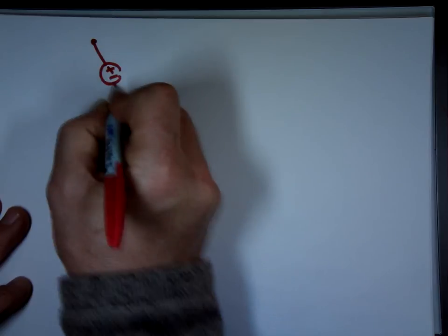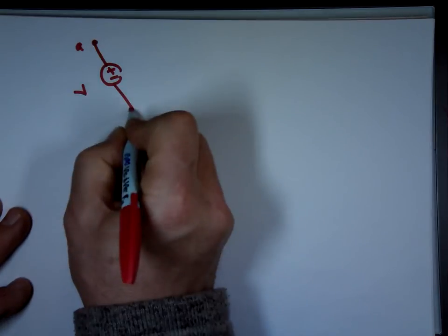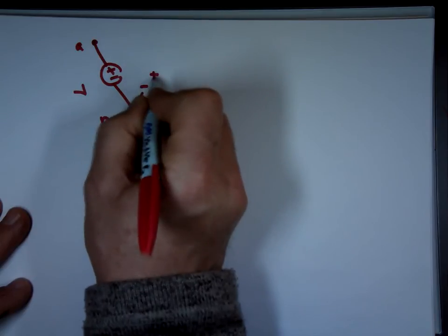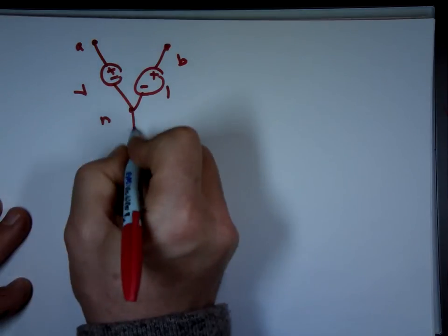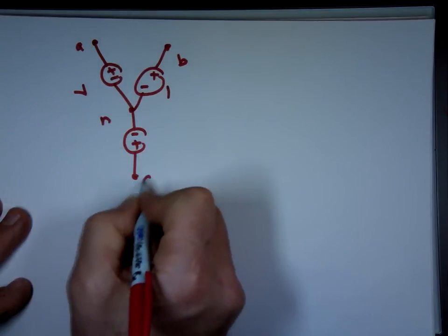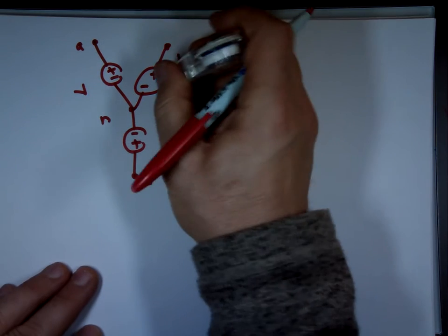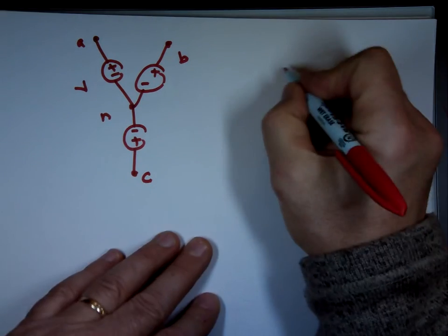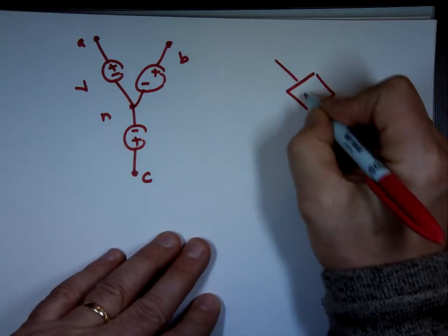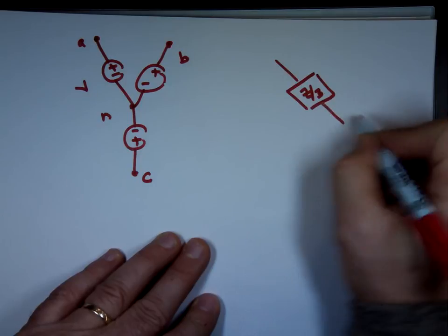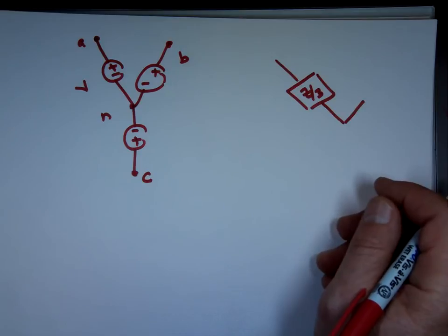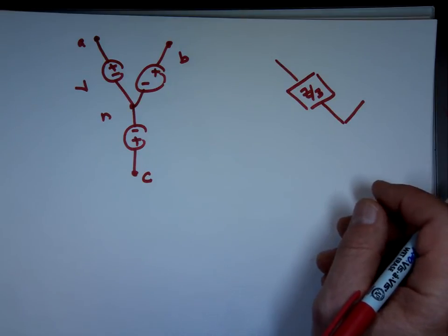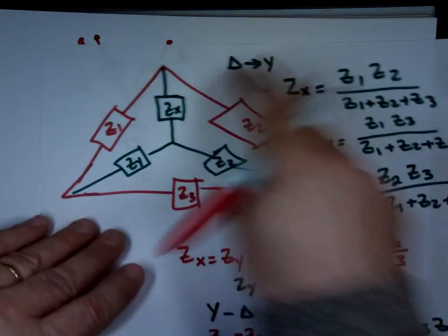This is A, this is N, this is B, this is C. Now, let me take the load and convert the load to a Y load. This will be Z over 3. Remember, the reason why Z over 3, we're going from delta to Y. From delta to Y, each one of these will be whatever that was divided by 3.